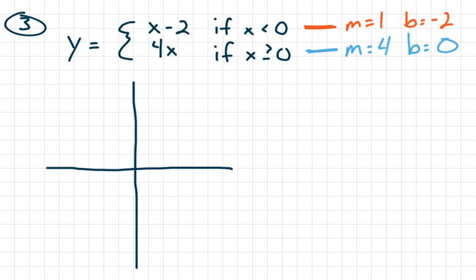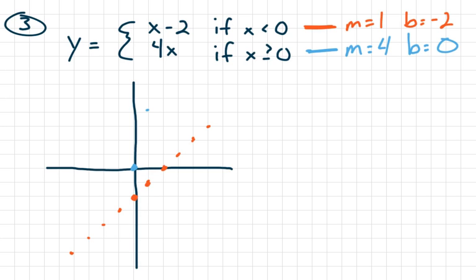So for our red one, we start at -2 on the y-axis, and then we go up 1 and right 1 for our slope of 1, up and to the right, up and to the right. Or instead of up and right, we can go down and left. We should go both directions just in case, depending on which way we need to make our arrow. Do the same thing with the blue one. Start at your y-intercept of 0, so the origin.